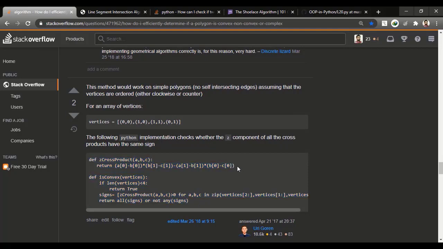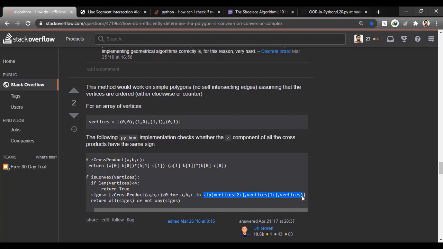Firstly, it finds the z component of the cross product of two vectors formed by 3 points A, B and C. I will explain the formula when we will code it shortly. Then it has the method isConvex, where it first creates all combinations of 3 points which form the two vectors and then applies cross product function and find the signs if z component of the cross product is greater than 0 or not.